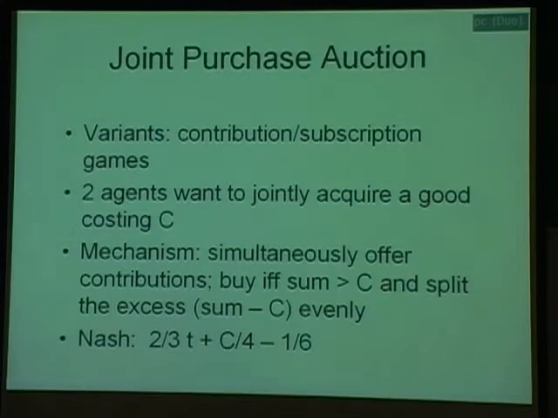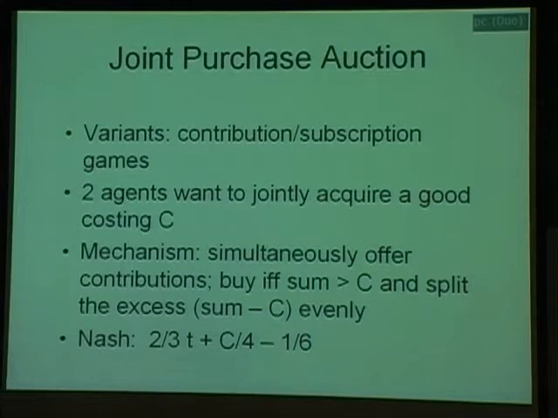Here's another game. This comes under the heading of public good or provision point mechanisms. I'll describe a variant that seems not to have been solved in the literature before. Namely, two agents want to jointly acquire a good that costs C, for which they have private valuations. They submit a sealed offer, and the good gets bought if and only if the sum of the offers exceeds that cost, C, in which case the excess is split evenly and given back.